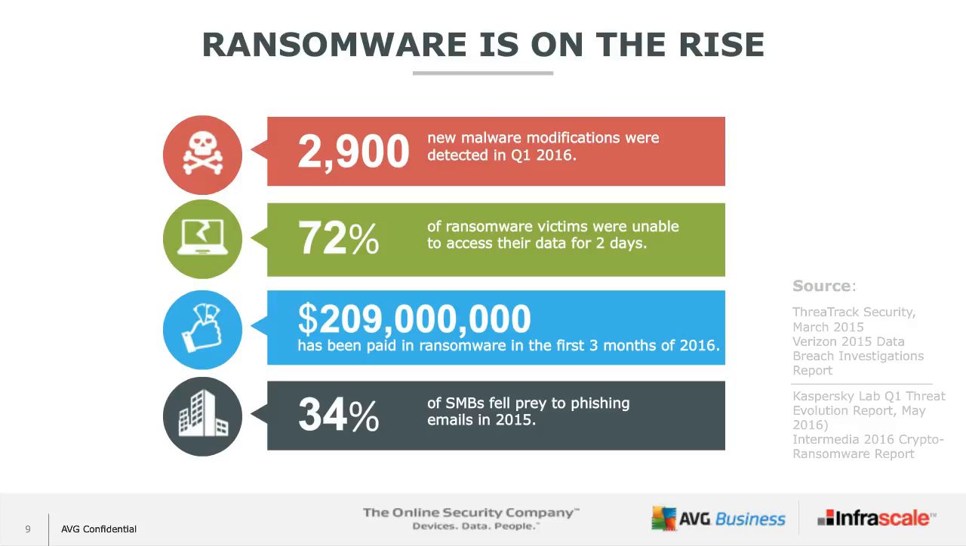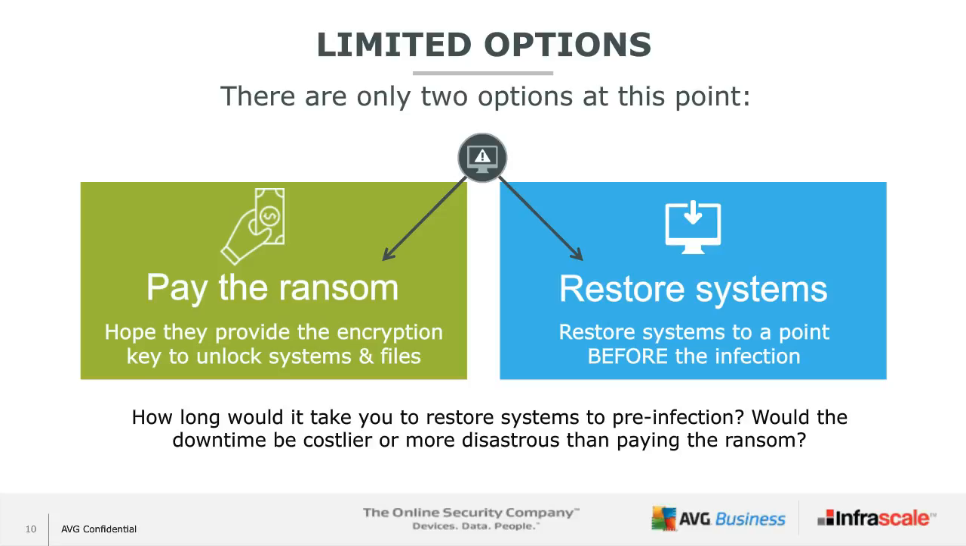So with that fairly depressing backdrop, you have to ask yourself, what do you do if you do get infected? You've generally got two options, right? You can either pay the ransom and hope that they're going to give you the encryption keys and give you your data back. And by the way, about half the time they don't. Or you can restore your systems and your data to the day before you got infected. But that's not trivial. You have to have a great backup and disaster recovery system in place, and you have to be able to determine when you got infected. We're going to talk about these things in a few slides' time.